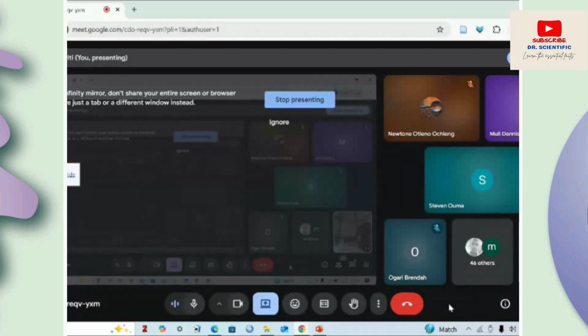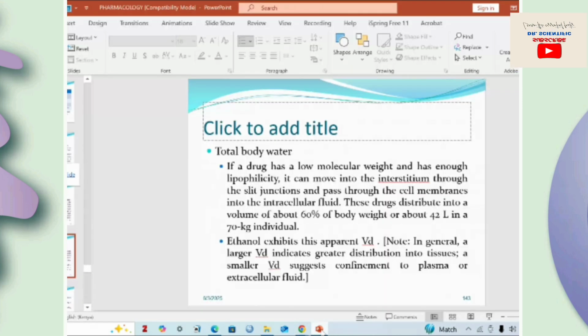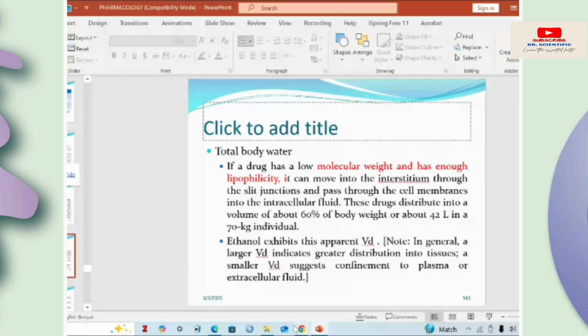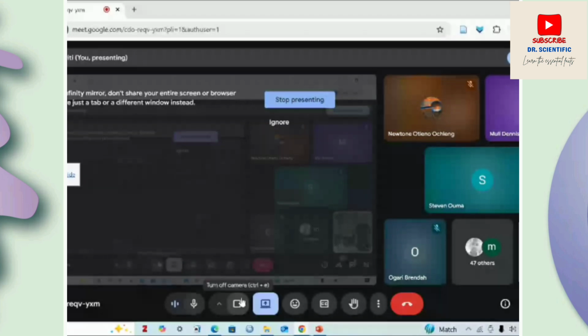What two features will make a drug be almost evenly distributed in the entire body fluids? We have seen, let's go back to that slide. A drug with low molecular weight and high lipophilicity. Low molecular weight and high lipophilicity. Is it true that ethanol can be all over your body?